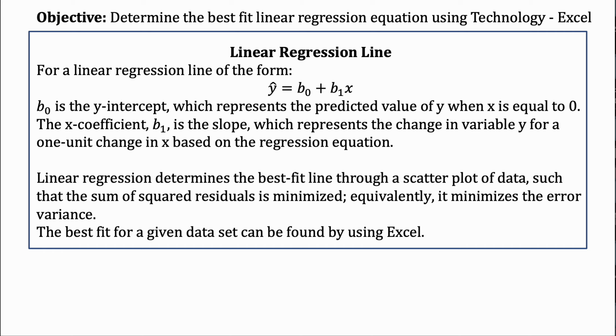So first, let's talk about what a linear regression line equation looks like. So we're talking about the equation you see here. This y hat is just the approximate line, so we put that little hat there to designate that. B sub 0 is your y-intercept. B sub 1 is the slope of the line that is the best fit line for this particular scatter plot of data.